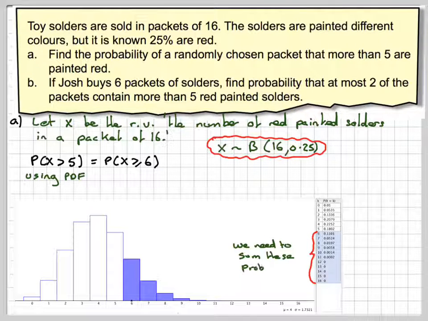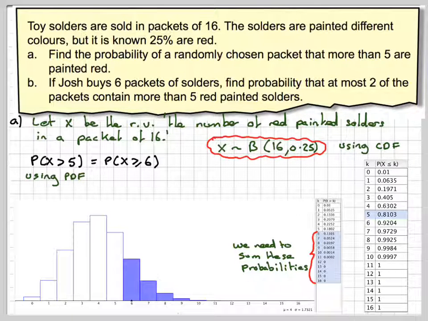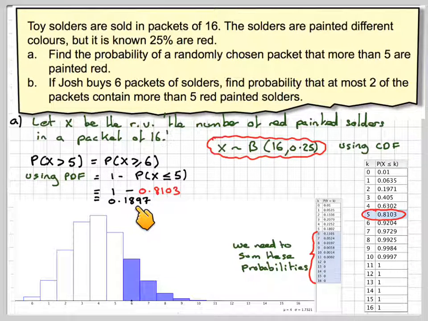We would need to sum those probabilities, but normally these days you're given cumulative distribution function tables, so we would look at this one here, which is 5, and then do 1 minus the probability that X is less than or equal to 5, which is 1 minus, taking that one at 0.8103, which is equal to 0.1897, and then to 3 significant figures that will be 0.190. However, we're going to use this one here in the next bit of the question.